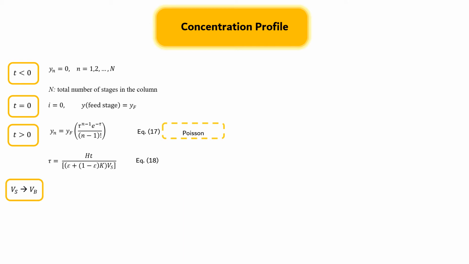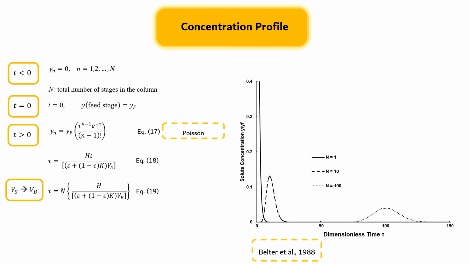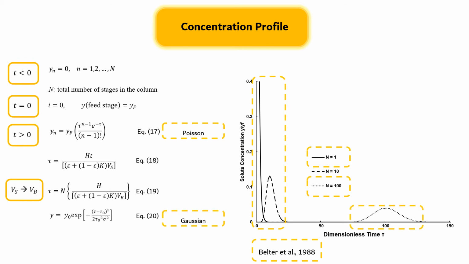The stage volume Vs can be replaced with a bed volume, which results in equation 19. The concentration profile of the solute is as shown in the figure. When the number of stages is small, the distribution looks like a decaying exponential. However, as the number of stages becomes large, the profile approaches the Gaussian limit, which can be expressed by equation 20.